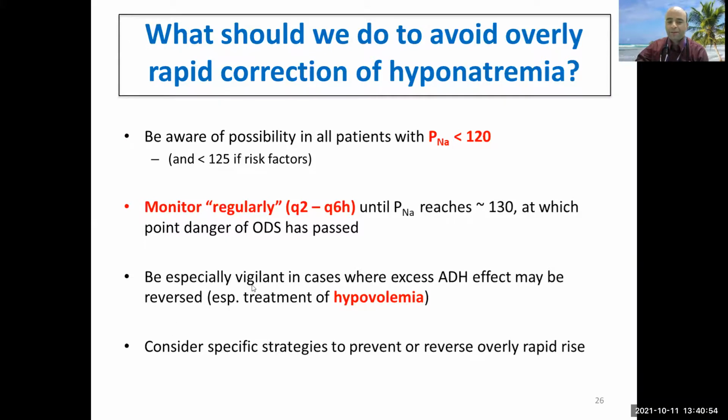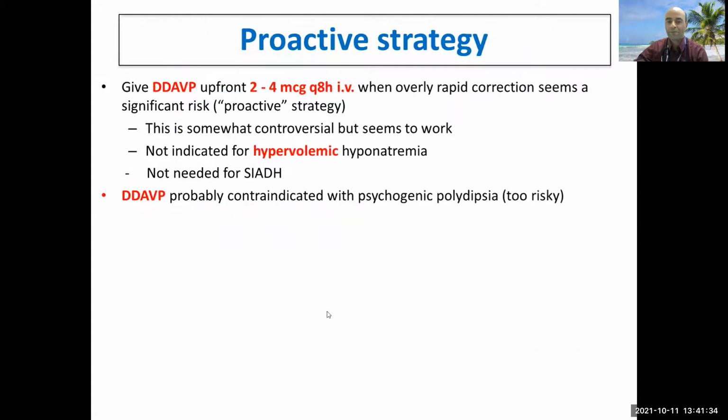Be especially vigilant in cases with reversal of excess ADH effect, especially in patients with hypovolemia. This is what I concentrated on in the last presentation. A patient came with gastroenteritis, nausea, vomiting, diarrhea and hypovolemia, and you give him normal saline to replete and rehydrate. After that, ADH secretion switches off and the patient starts to be polyuric. This patient is high risk for overcorrection. Consider a specific strategy to prevent or reverse an overly rapid rise of serum sodium, as mentioned before.